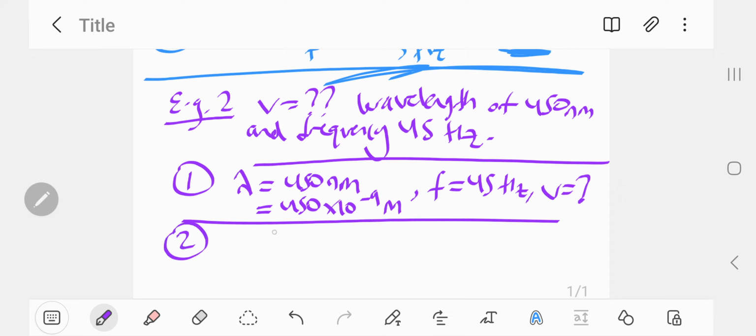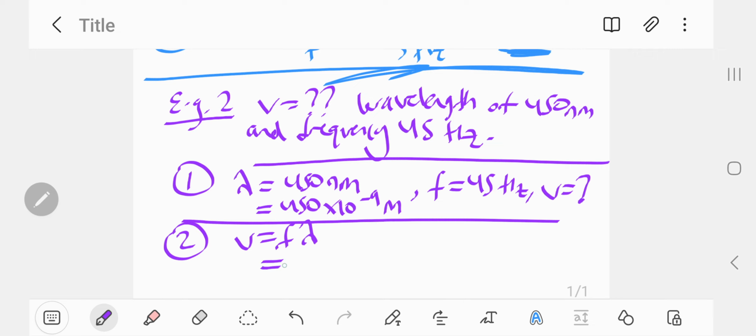Step 1. Step 2, write down the formula, V equals F lambda. It's always good to do things step by step, not to rush things. No matter how clever you may think you are, it's always good to just start from the bottom up. It's a good way to keep track of things and to not get lost, especially under exam conditions.